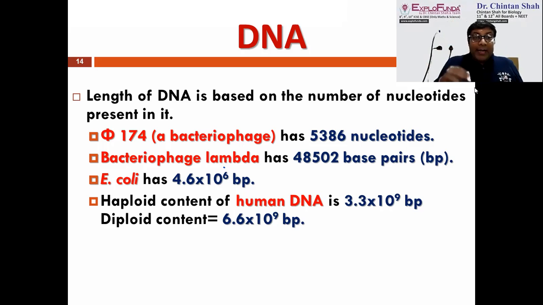Okay, the haploid content of human DNA. Haploid content means what? Single N. Then it is 3.3 into 10 raised to 9 base pairs, and if you go for its double, that is known as 2N, then it will be 6.6 into 10 raised to 9 base pairs. This is very important. Just keep this in your mind. There are so many MCQs and questions being asked just from this, so don't ignore this paragraph, it's a very important one.